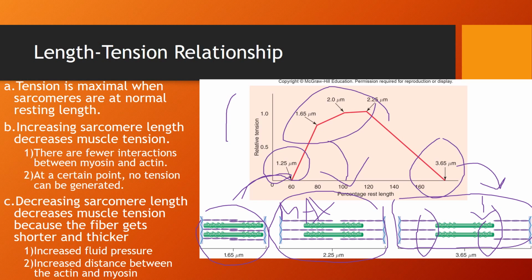And so what this graph is telling us is that there is this relationship between length and tension, where the optimal tension that we have is at rest, and then if you extend it or contract it too far, then we'll have a decrease in tension for that muscle.